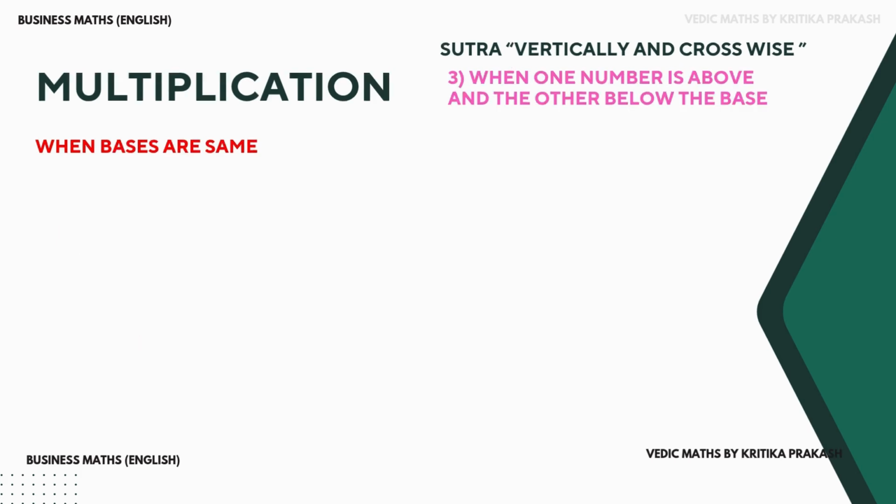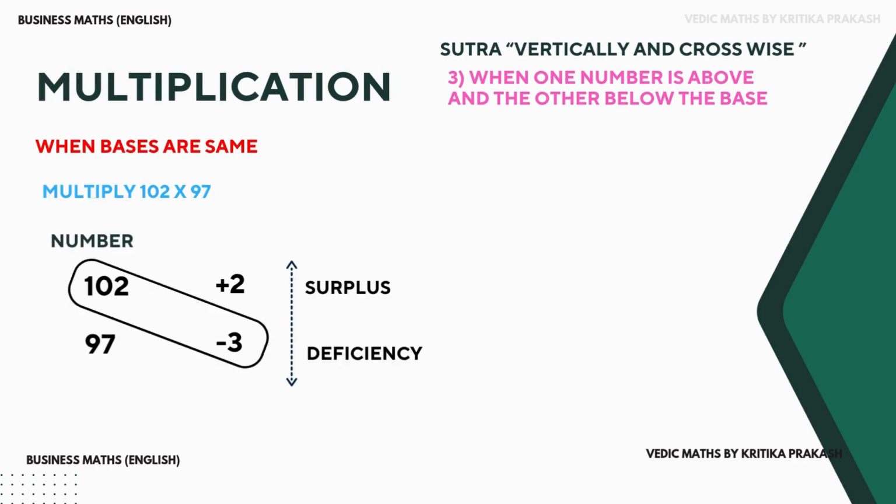Now we would be moving on to the third part of the multiplication. Calculate when one number is above and the other below the base. Here the first section is when the bases are the same. Multiply 102 with 97. So again we would be writing the surplus and the deficiency.